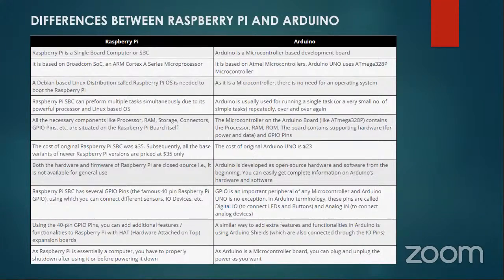When it comes to Raspberry Pi, it can perform multiple tasks. I already said it is a general purpose computer. Arduino usually performs a single task, but with some programming methods we can do 2 to 3 tasks at a time in parallel. With Raspberry Pi, there is no problem at all running hundreds of tasks in parallel. All the necessary components like processor, RAM, storage, connectors, GPU and pins are present on the Raspberry Pi board. But for a microcontroller, you have to use a bring-up board, which is nothing but the Arduino board.